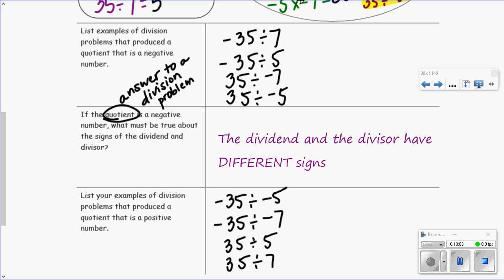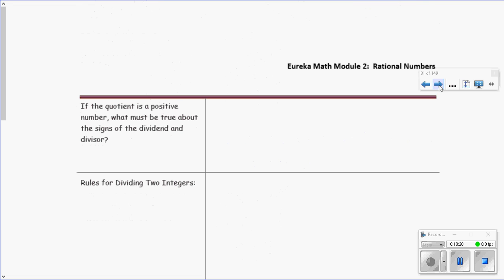These first two were from up above. These two are just our basic ones that we know from the past. Okay, so those all have a positive answer. So what do they have in common? Negative divided by negative, negative divided by negative, positive divided by positive, positive divided by positive. Hopefully you are totally getting the hang of this now. We know that the dividend and the divisor have the same sign. So go ahead and write that down.